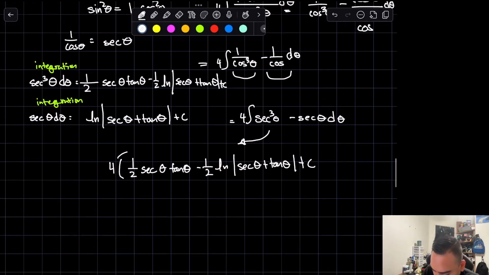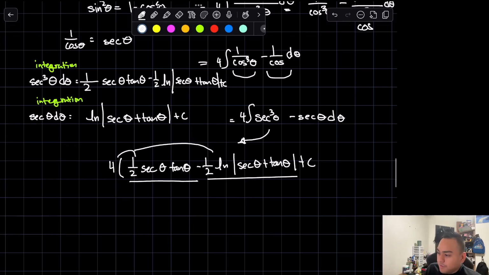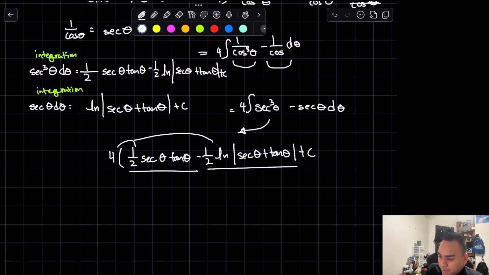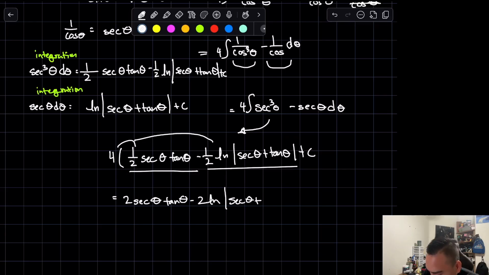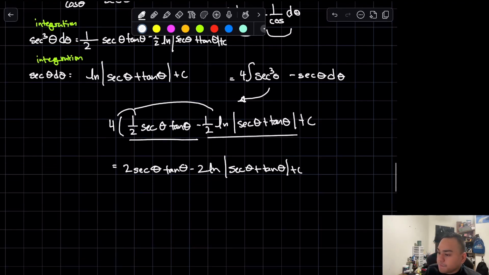So if we distribute this, because remember this is one variable, this is one variable. And the c you can just kind of leave as a blank. What it's going to become is 2 secant theta tan theta minus 2 ln secant theta plus tan theta plus c.